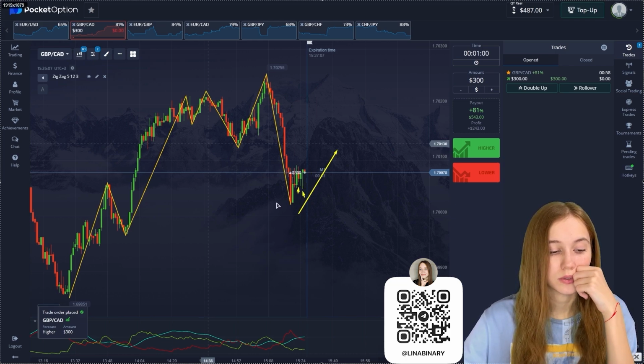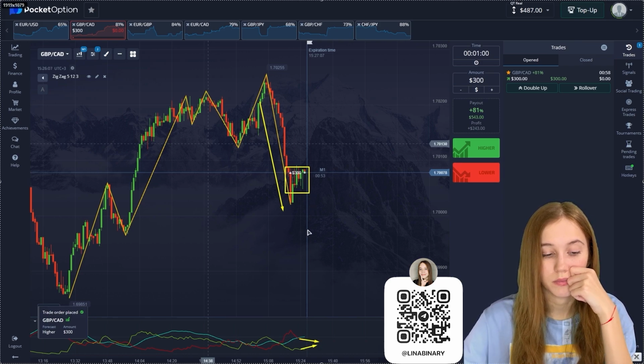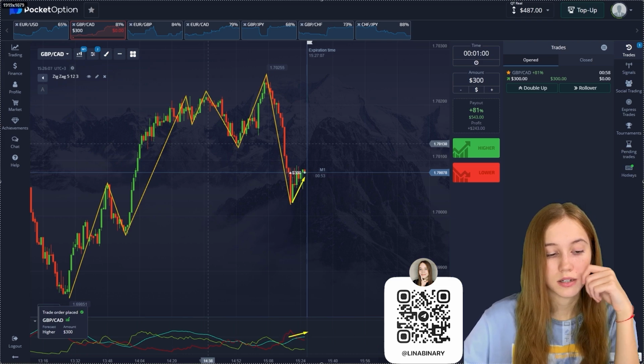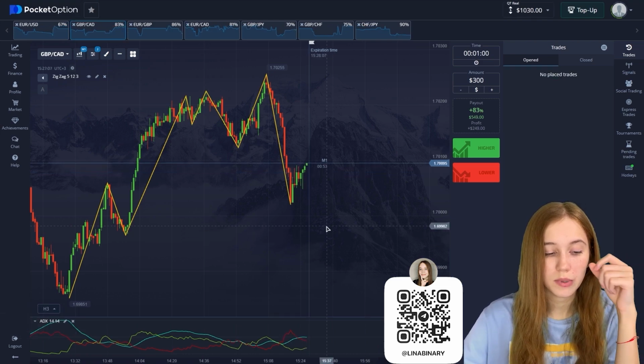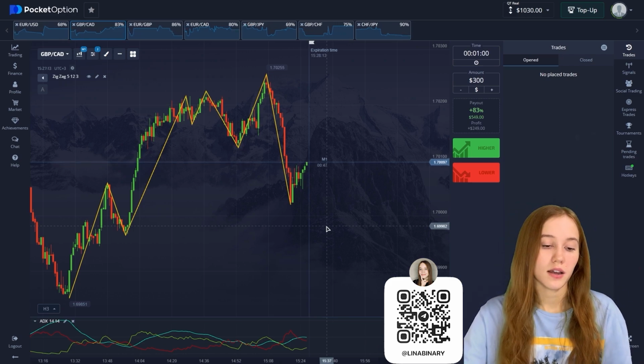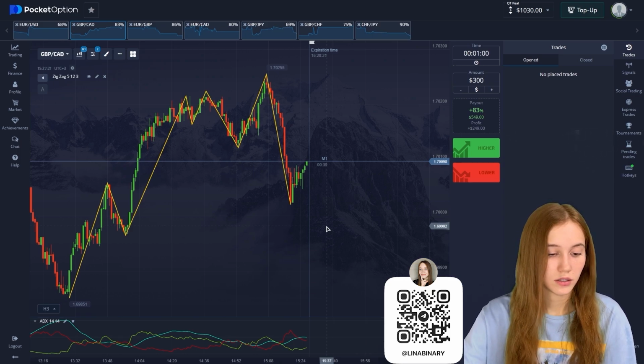According to zigzag, we see that the trend is stable. And according to ADX, there's also some kind of consolidation. So we open a deal based on analysis. The intensity is growing because of recovery of the chart, and we close the deal in profit. Good. And let's finish our trading session for today.